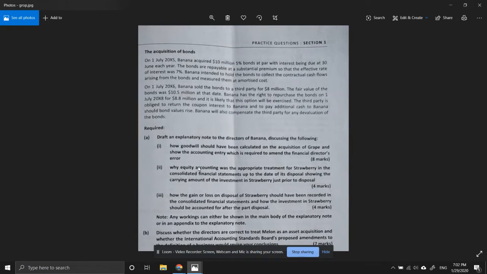So acquisition of bonds. On July 20x5, Banana acquired 10 million 5% bonds at par with interest being due at 30th June each year. Bonds are repayable at a substantial premium so that the effective rate of the interest was 7%, okay, premium. Banana intends to hold the bonds to collect contractual cash flow arising from the bond and measure them at amortized cost.